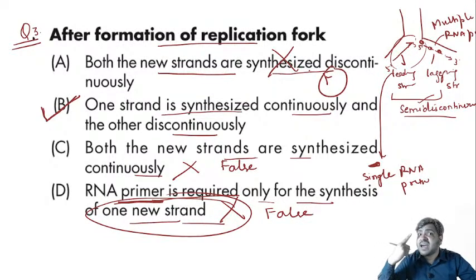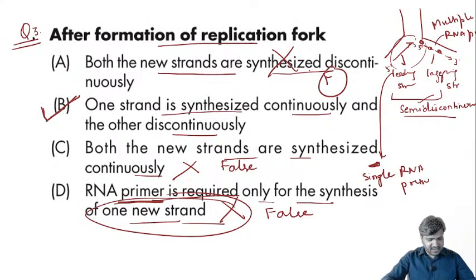So RNA primer is required in both the strands. In the leading strand a single RNA primer is required, whereas when we compare it with the lagging strand, multiple RNA primers are required for its synthesis. Okay. So yes, everyone is right over here. Very good, guys. Very good.